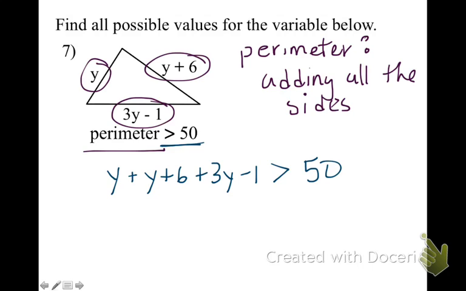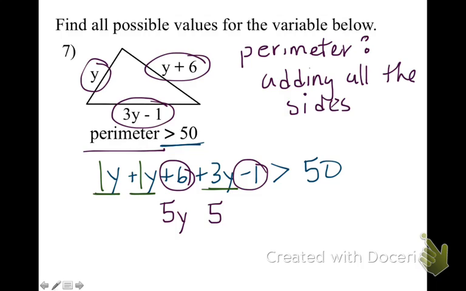So, what in the world am I going to do? How do I isolate a variable if I have a variable here, here, and here? What I need to do is combine my like terms. Don't forget, there's an invisible 1 in front of these y's. I have 1y plus 1y plus 3y. That is going to give me a 5y. Then I have a plus 6 and a negative 1. With 6 minus 1, we get a 5. Now positive or negative? Positive. My inequality sign isn't going to change.